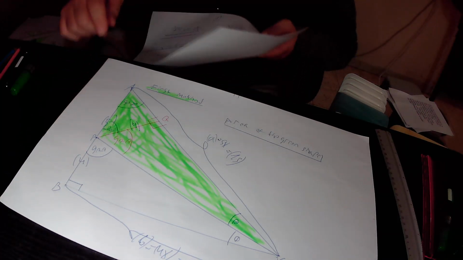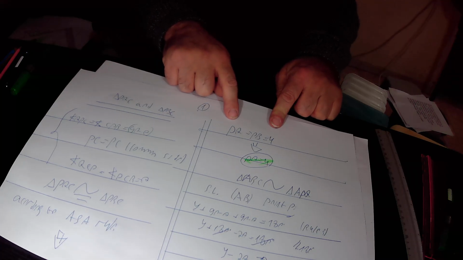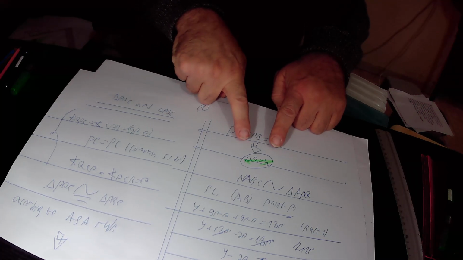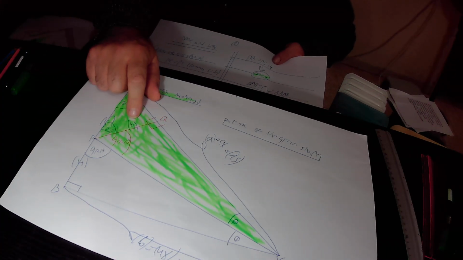But PB is 4. From this equation, PQ equals PB equals 4. So PQ must also equal 4 units in its length.